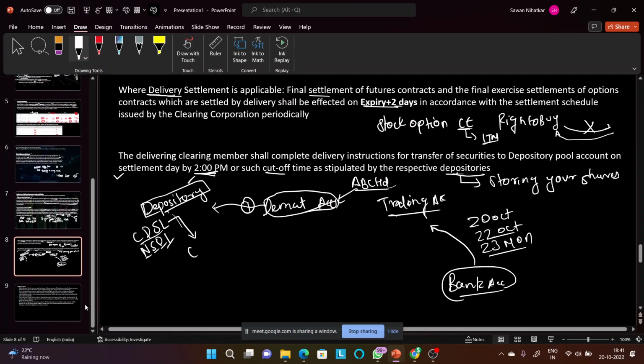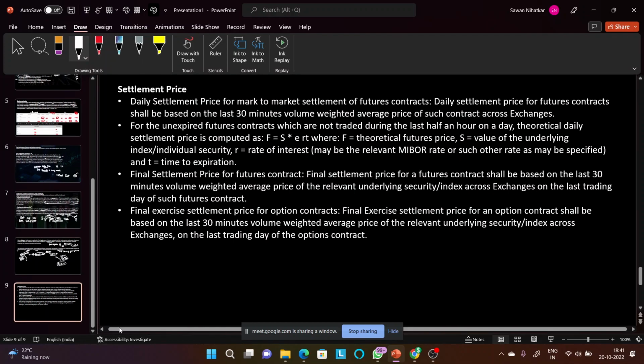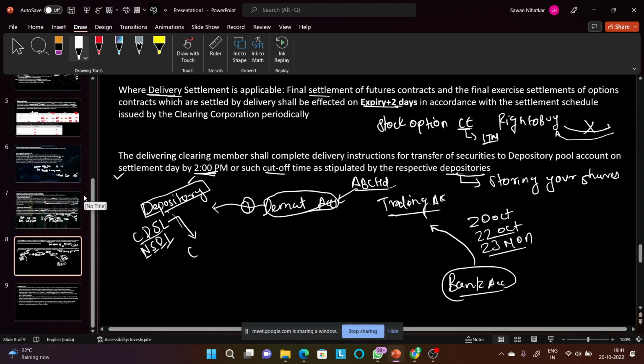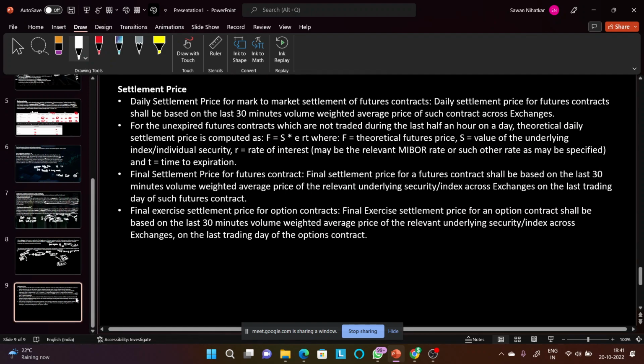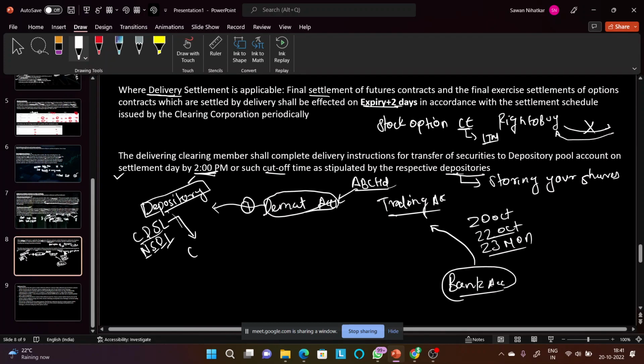Okay, fine. And now we are here at the last segment, which is the settlement price. As we talked about the settlement, now we are at the last segment, which is our settlement price. ये समझ में आ गया ना एग्जैक्टली डीमैट क्या है, डिपॉजिटरी क्या है, सी डी एस एल एन एस डी एल क्या है? ये बस वो बताने की कोशिश कर रहा है कि जो भी डिलीवरी मिलेगी आपको शेयर्स की, वो बस उस पर्टिकुलर कट ऑफ टाइमिंग के पहले होना चाहिए.